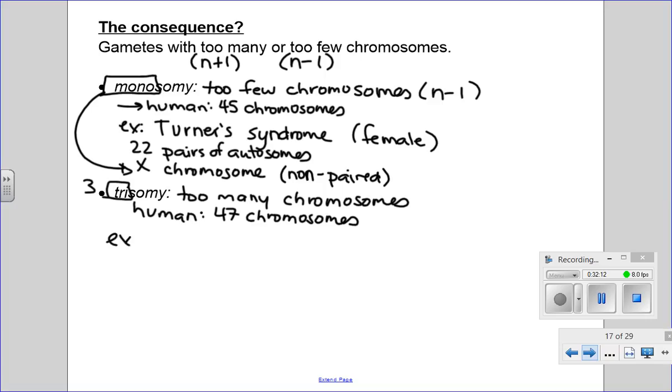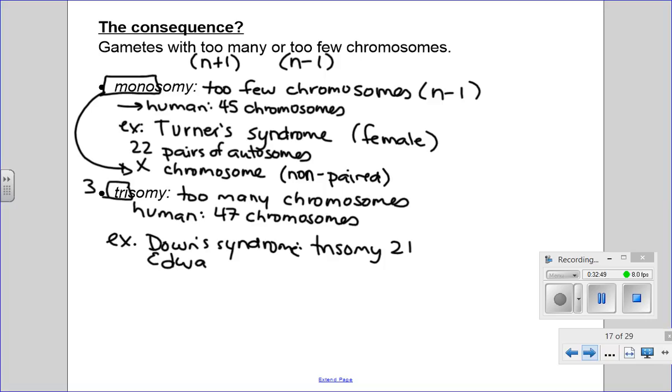Some examples of trisomies would be Down syndrome. It is trisomy 21. That means that a person with Down syndrome, they could be male or female, there's no real distinction there, they have 3 copies of chromosome 21. Other than that, they have all of the other chromosomes. So they would have 2 X's, or an X and a Y, and the other pairs of chromosomes would all be in 2s, but there would be 3 copies of chromosome 21.